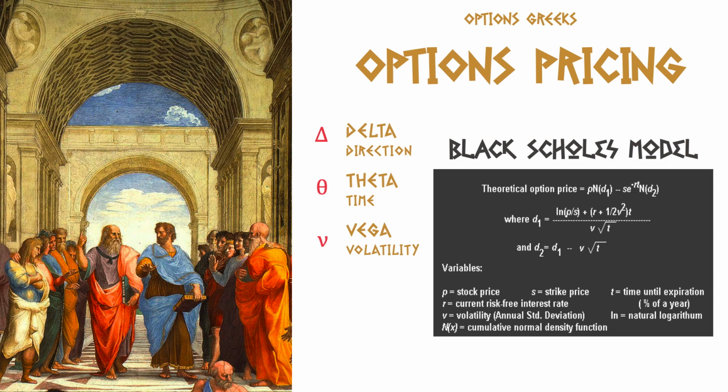V for Vega, V for volatility. That one's easy to remember. Vega tells us how sensitive the option premium is to a change in the implied volatility of the option at 1% increments.